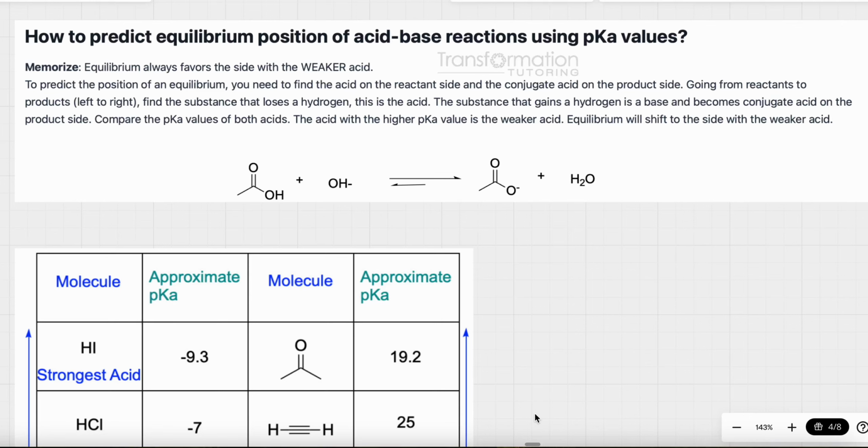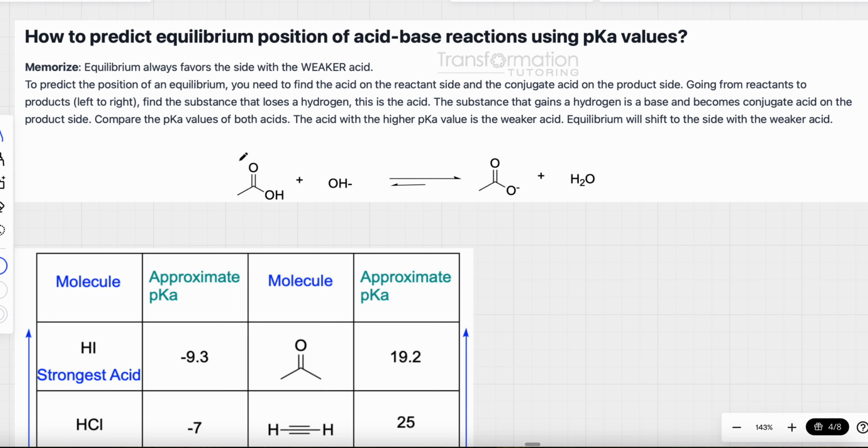In this video, I will teach you how to predict equilibrium position of acid-base reactions using pKa values. And the most important thing that we need to remember is that equilibrium always favors the side with the weaker acid. So in order for us to do this correctly, first thing we need to do is identify base and acid on the reactant side and the conjugate acid and the conjugate base on the product side.